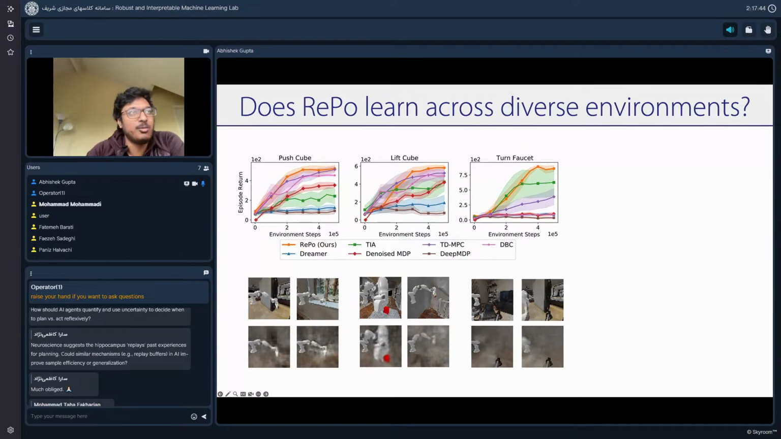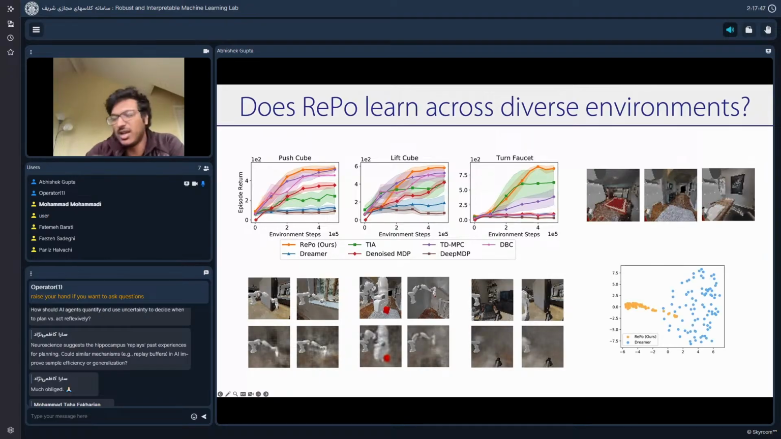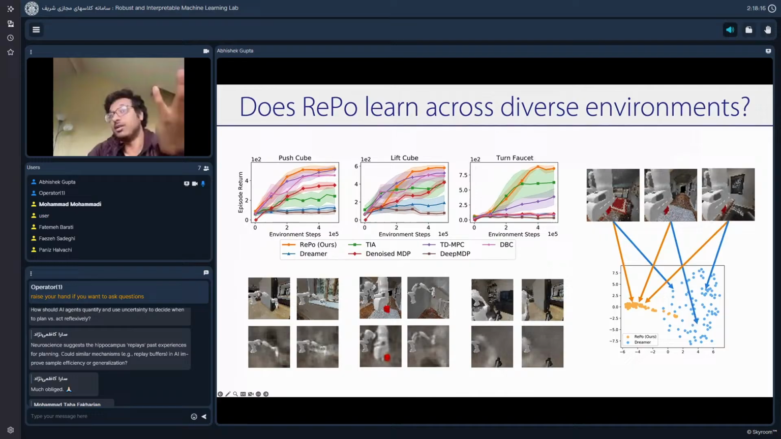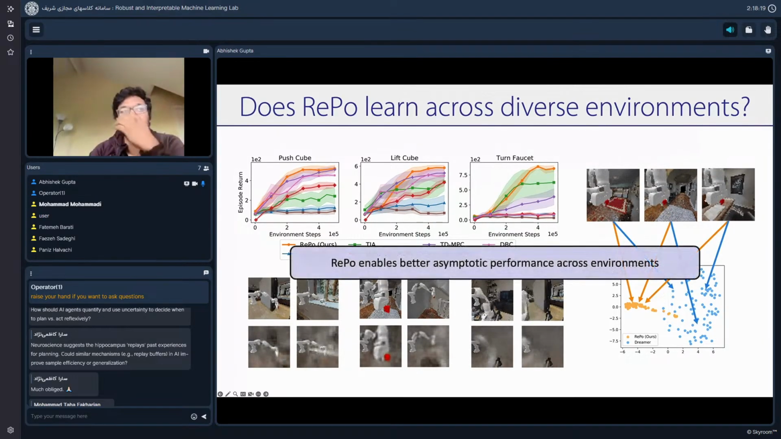You see that this method tends to still learn very effectively, and you can understand this by looking at a t-SNE plot, or a visualization of the representations. The representations learned by this minimal method are in orange, while the representations learned by the reconstruction method are in blue. The point being that different scenes which look pretty different but are functionally the same are mapped similarly with this method, but mapped pretty differently with standard world modeling. And so you're able to enable better asymptotic performance across environments because you're sharing a lot more data.